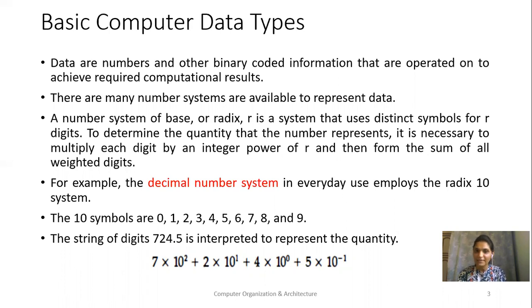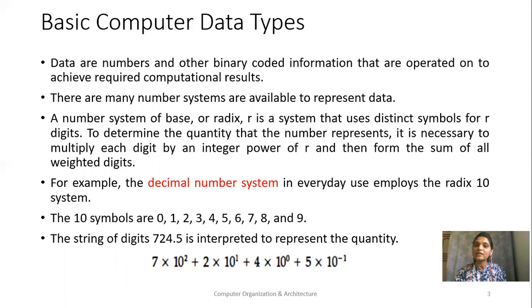What it means is, for example, if you want to represent this number 724.5 in a decimal number system, we know decimal number system has a radix 10, or you can say base 10. And here for number 724.5, 4 is at 0th position, 2 is at first position, 7 is at second position, and 5 is at -1th position.